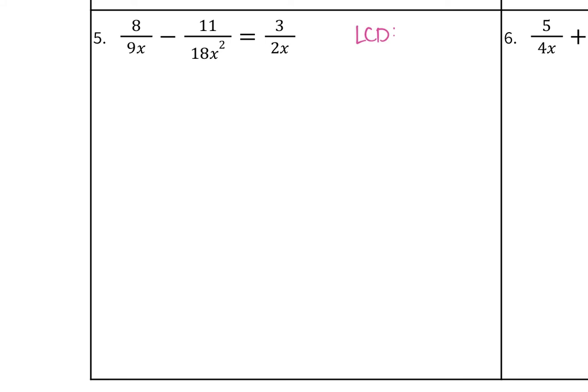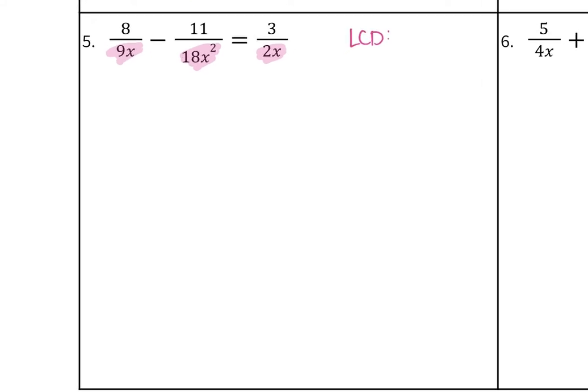So if you look at the bottoms, I know it's called least common multiple, but that's kind of misleading. You want to look for the biggest number. So in this case, out of 9, 18, and 2, 18 is the biggest number. And you also want the variable with the largest exponent. So I have x squared, and x. So x squared is the biggest. So that is also going to be part of our lowest common denominator. So now we're going to get that, and we're going to multiply the entire equation by that.